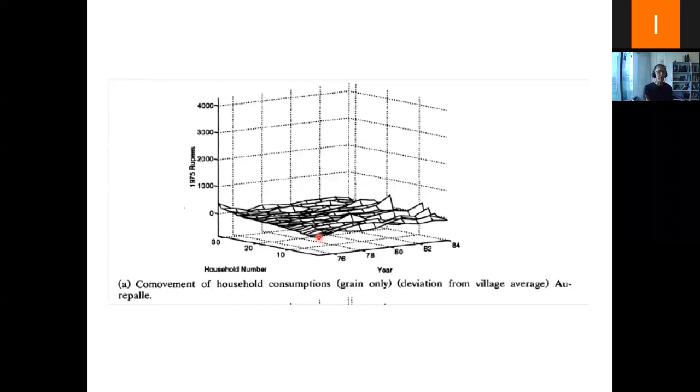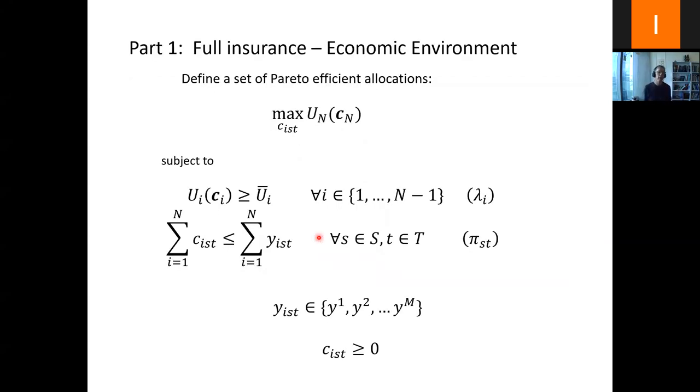Okay, so those two pictures are what motivated Townsend to write down a model of the efficient allocation of risk within a village economy. And so what we get to do now is understand what that means. What is full insurance? What is the Pareto efficient allocation of risk? So let's write down the definition of Pareto efficiency. Pareto efficiency means an allocation is Pareto efficient if it's not possible to reallocate resources, if we can't find another allocation that makes everybody in an economy better off with the same resources.